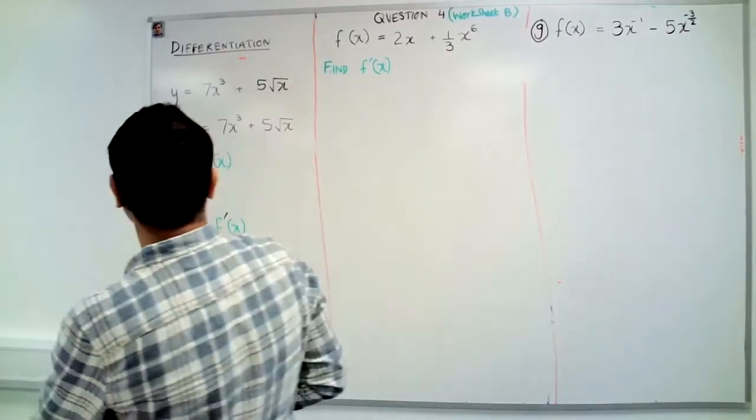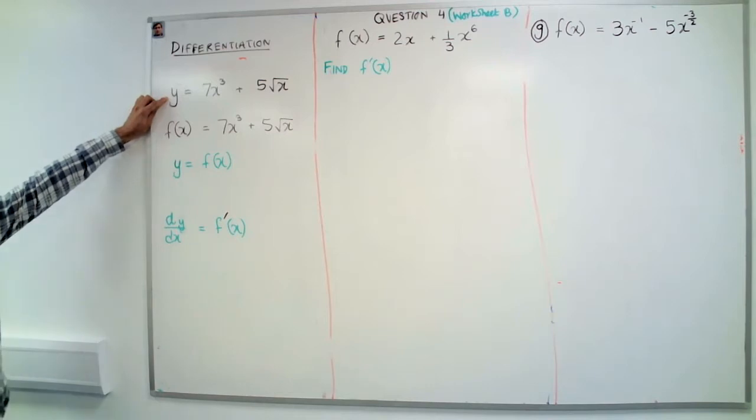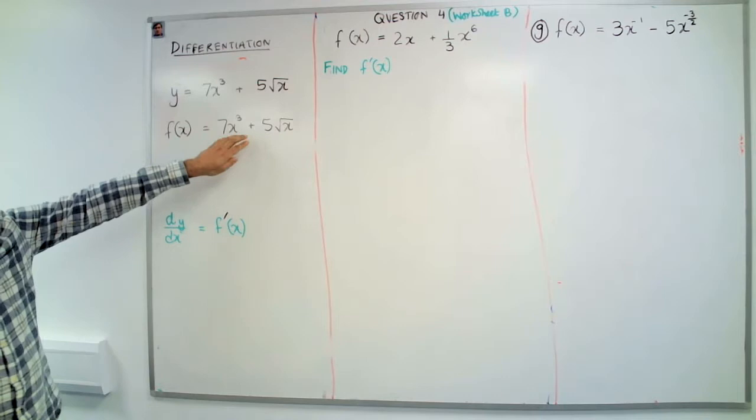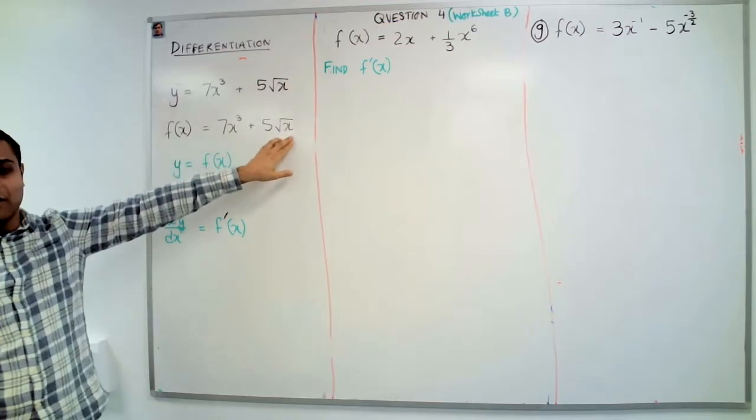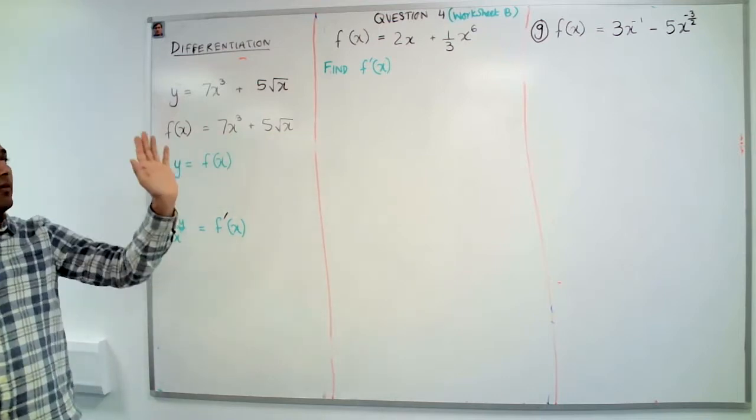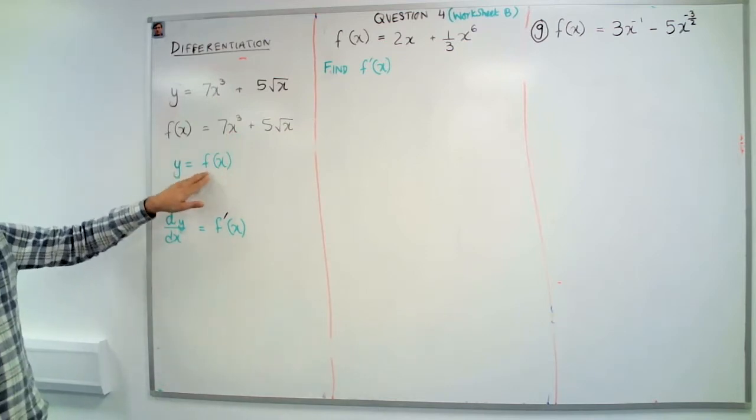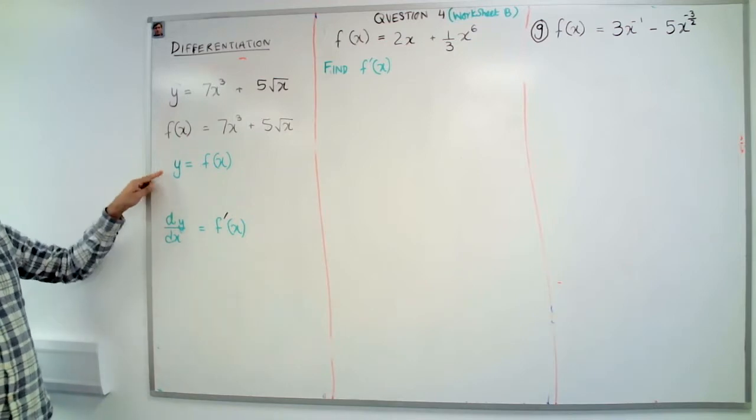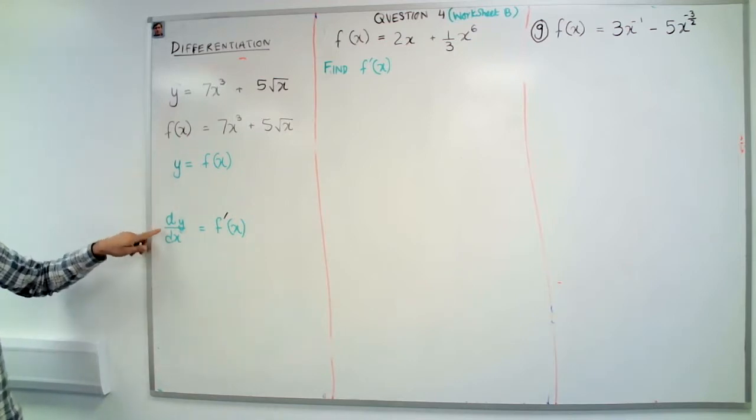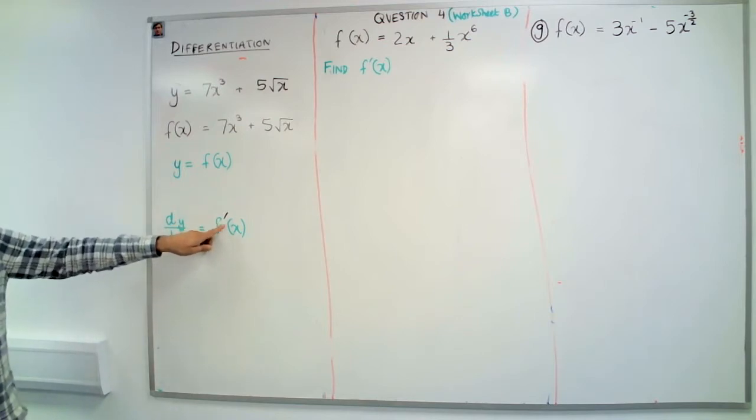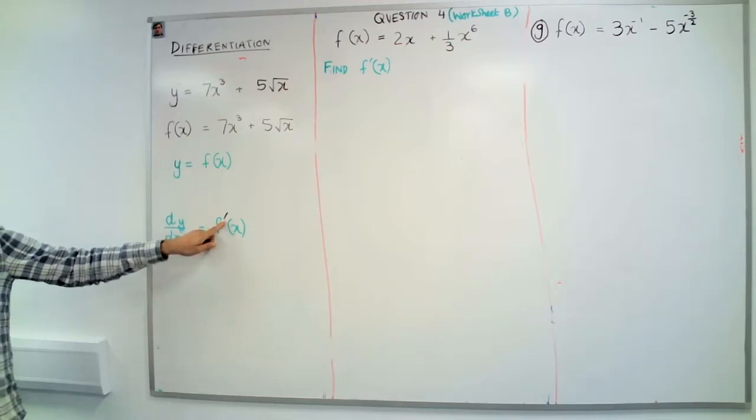So sometimes, rather than giving you y, they will write the equation as f of x equals 7x cubed plus 5 root x. When something is root x, it's to the power of half. So if y is f of x, we read it as f of x. If you want to differentiate this, dy over dx becomes f dash of x. This dash means I have differentiated. This is just a notation of writing it down.